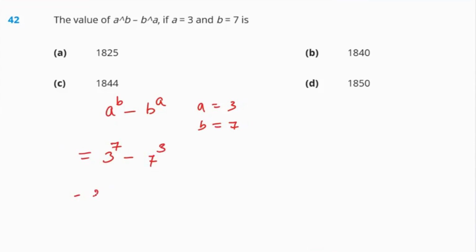3 raised to 7 is 2187, and 7 raised to 3, the value is 343. When we subtract these two, we will get 1844. So this is the correct answer. A and B are given, and for A raised to B minus B raised to A, we just have to substitute the values and we will get the answer as 1844, and that is option C.